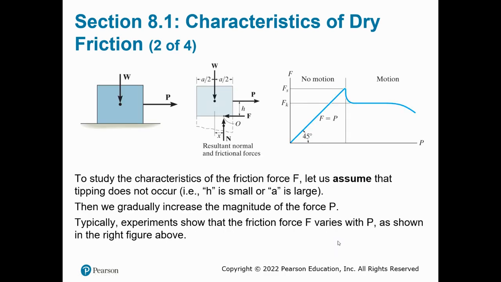Next, to study the characteristics of a friction force F, we're going to assume that tipping does not occur. What it means is that we're going to assume h is small and a is very large. We'll gradually increase the magnitude of the force P, and the experiments typically show that the friction force F varies with P, as shown in the right figure above.